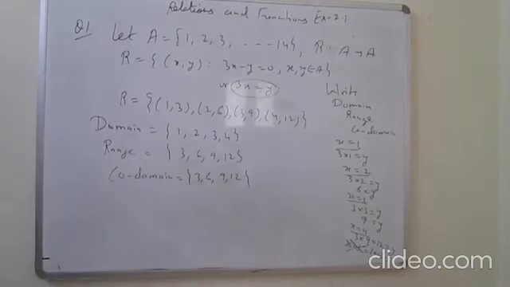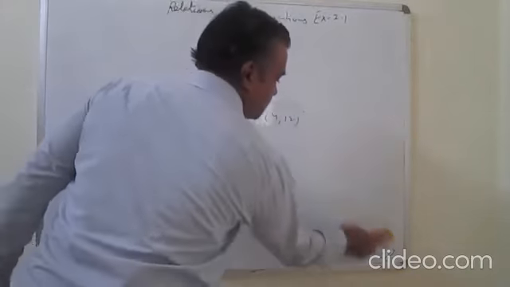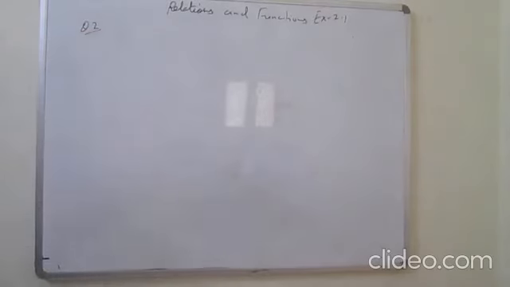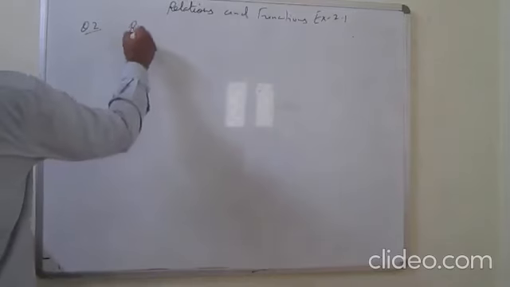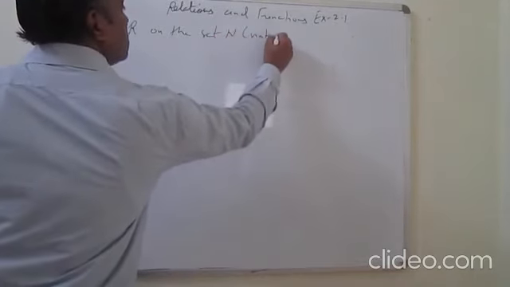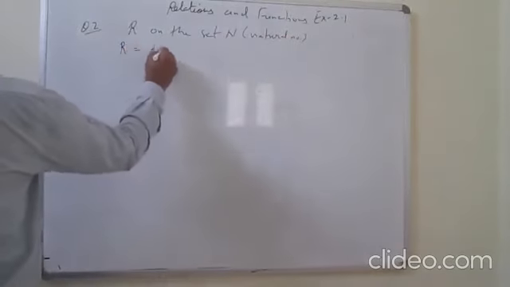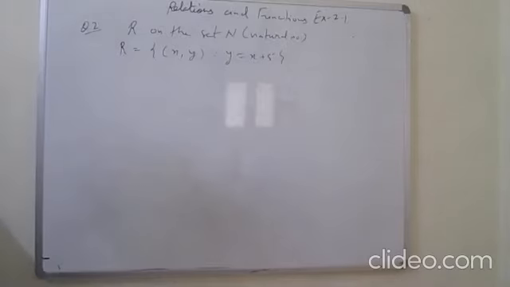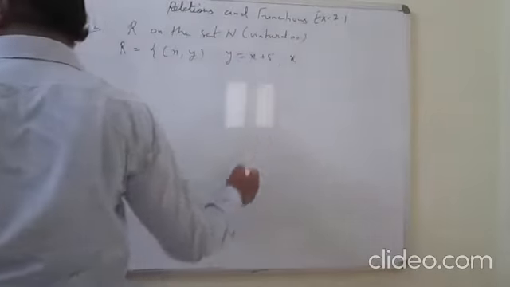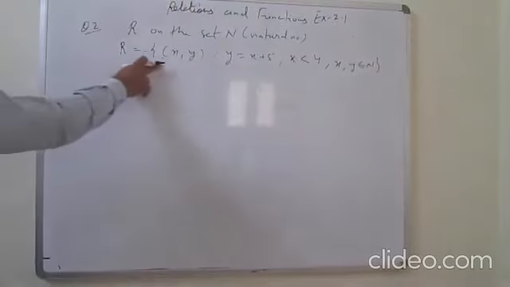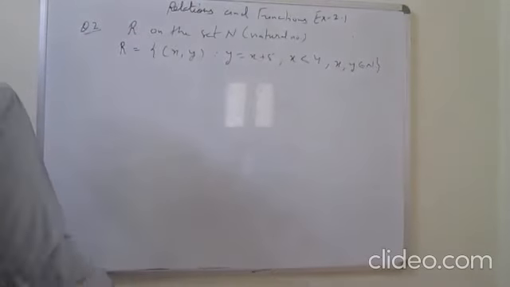Now I will solve question number 2. Define a relation R on the set N. N is a natural number, and R is defined to you as ordered pair x, y such that y is equal to x plus 5, where x is a natural number less than 4, x, y belongs to N. This is a relation given to you in set builder form. So depict the relation in roster form.